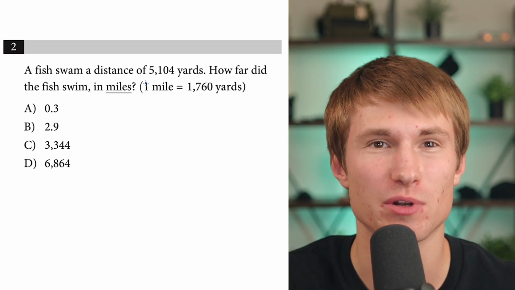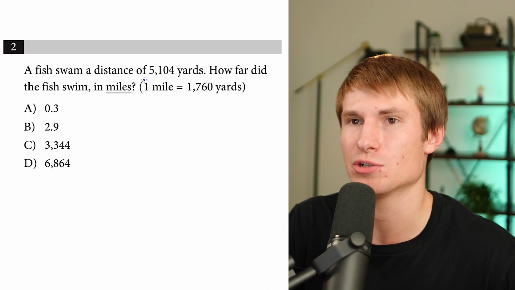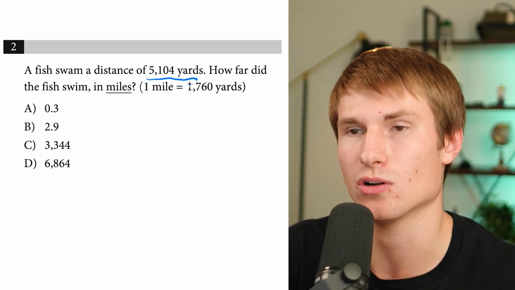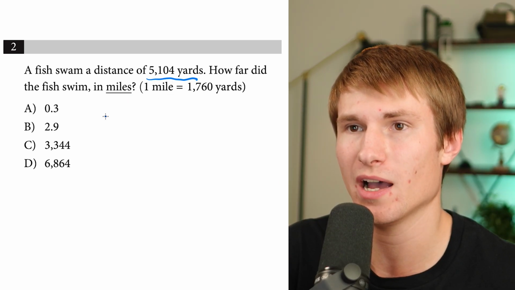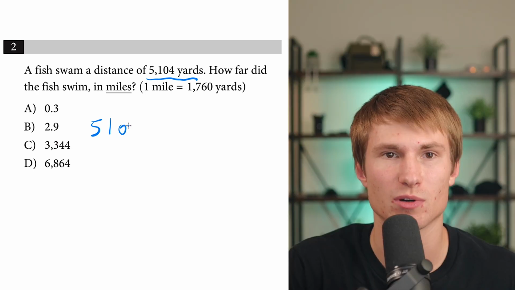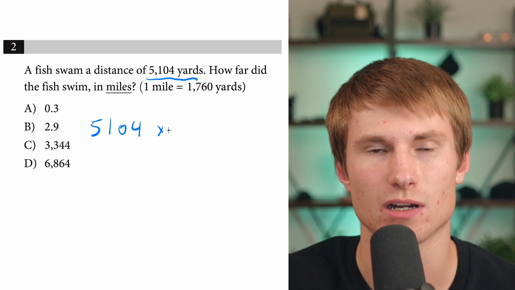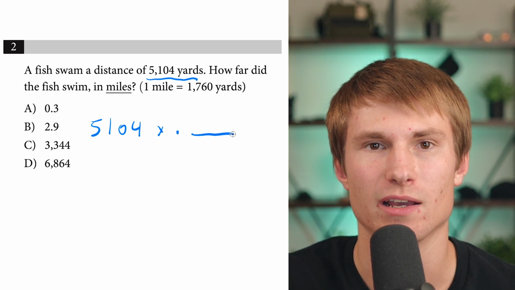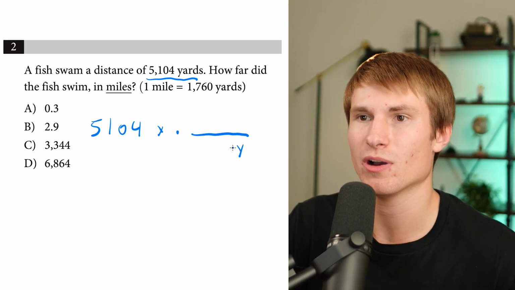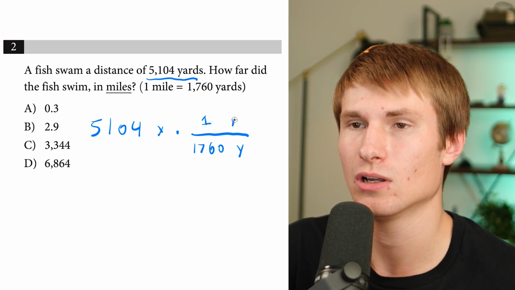Here's a tip for unit conversion questions on the SAT. Question 2 states a fish swam a distance of 5,104 yards. How far did the fish swim in miles? What you're going to do is take your number of yards, 5,104, and we'll use Y to represent yards here. And we want to multiply in a way that gets rid of the yards. We want our yards on the bottom. So we want that 1760 yards per 1 mile with yards on the bottom.